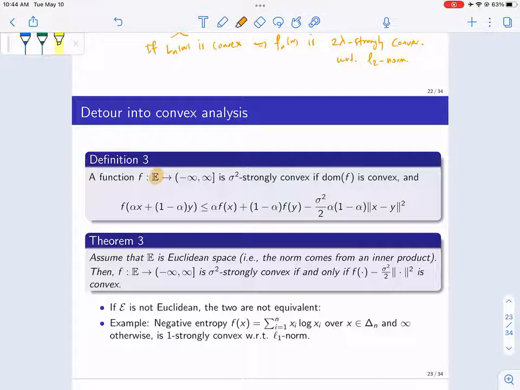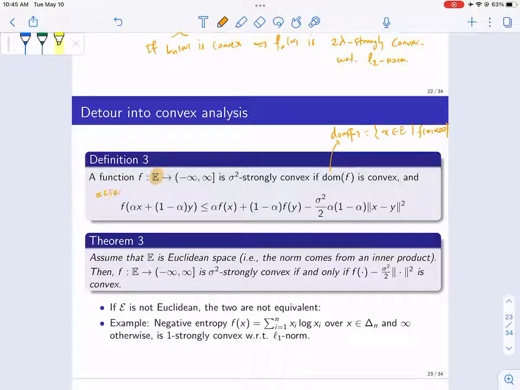It's just, let's say, a linear space, a vector space. And if you have a function from E to negative infinity to infinity, including infinity, it could be just an extended valued function. It's sigma squared strongly convex over the domain of f. The domain of f, dom f, is the set of all x's such that f of x is less than infinity, finite. If the domain is convex and over the domain, basically you have this inequality.